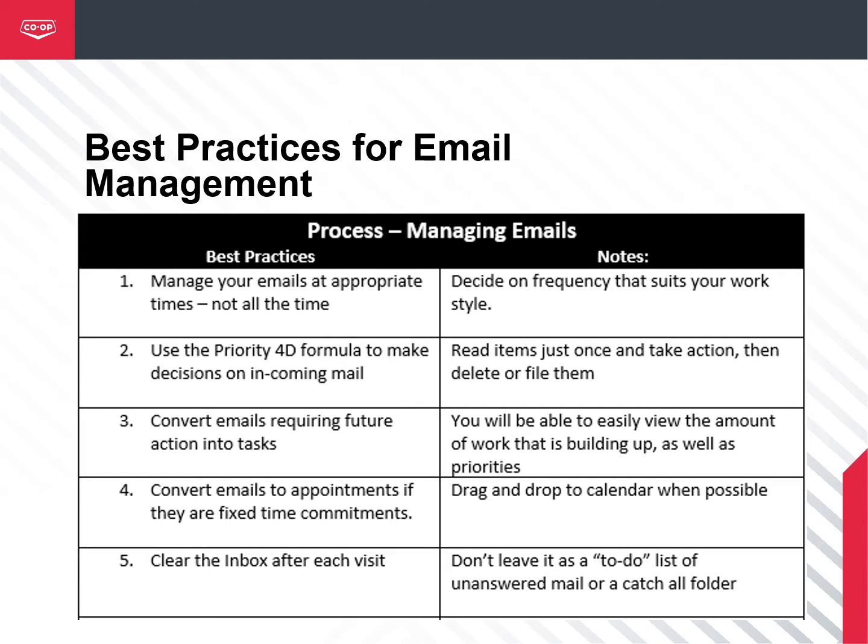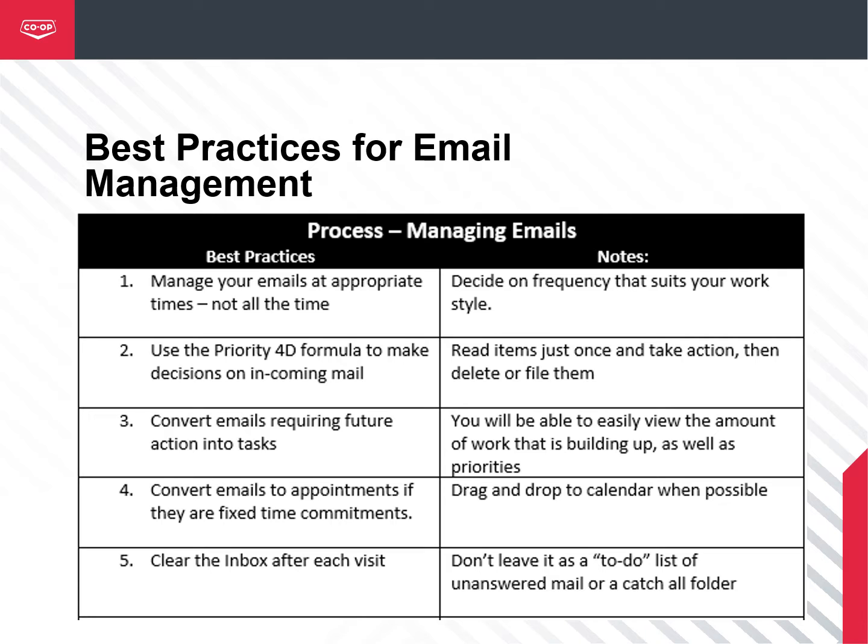You need to use the priority 4D formula to make decisions on incoming mail. So the 4 Ds, as a reminder, are delete it, delegate it, do it, and date it. So you're going to read your items just once, take action, and make a decision on which of the 4 Ds you're going to use.